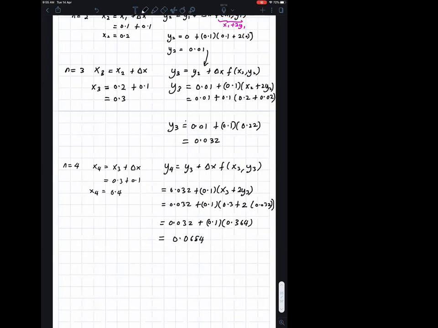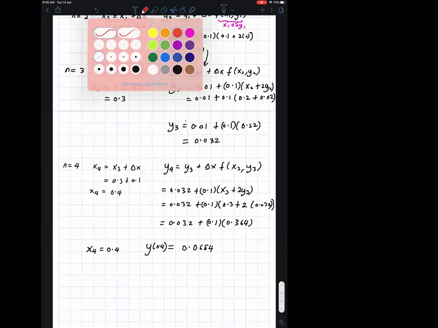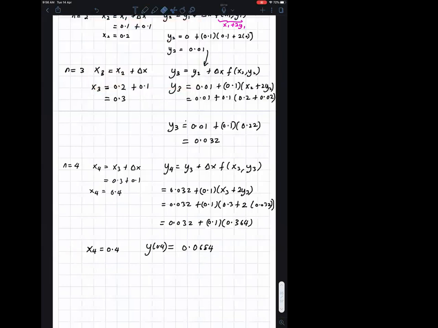So that's the answer, when X4 is 0.4, Y4 is the value we found. So this is what the problem asks us to solve, right? Okay, guys, thank you very much. Okay, we are done here.